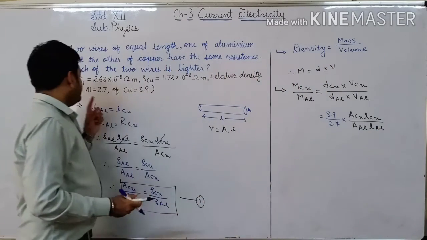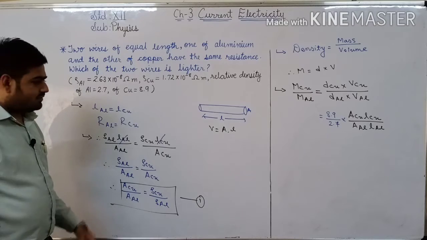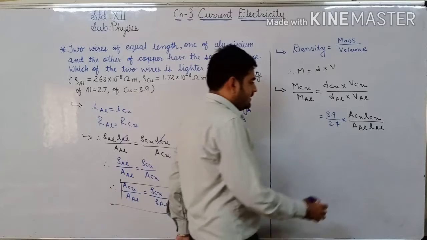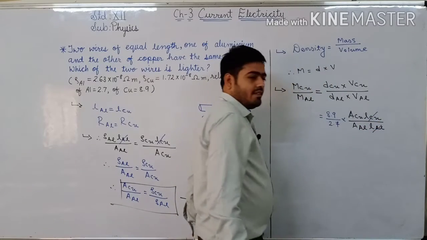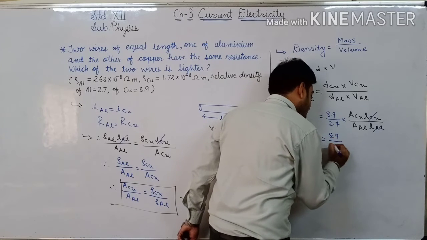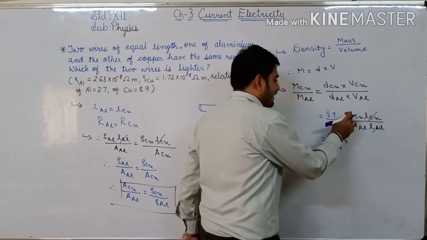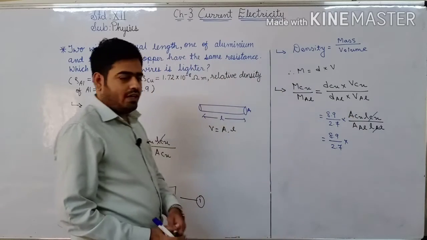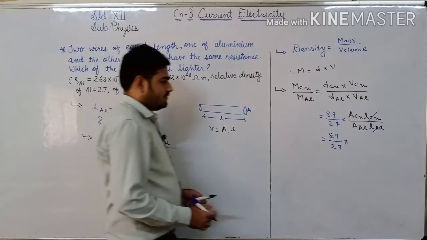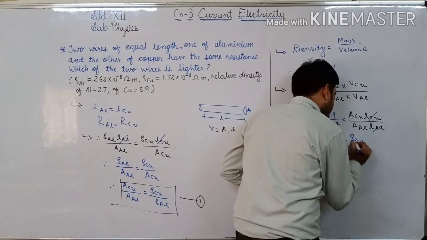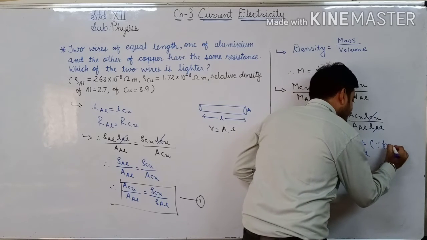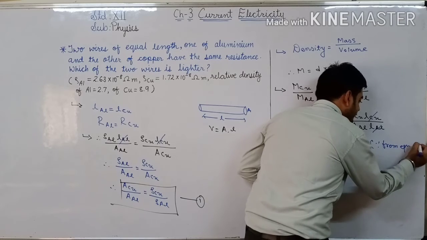But L_Cu is equal to L_Al. Length of copper wire is same as the length of aluminum, so this will get cancelled. Therefore, this can be written as 8.9 upon 2.7 into area of copper wire to area of aluminum wire, which is nothing but rho_Cu by rho_Al, because from equation 1.